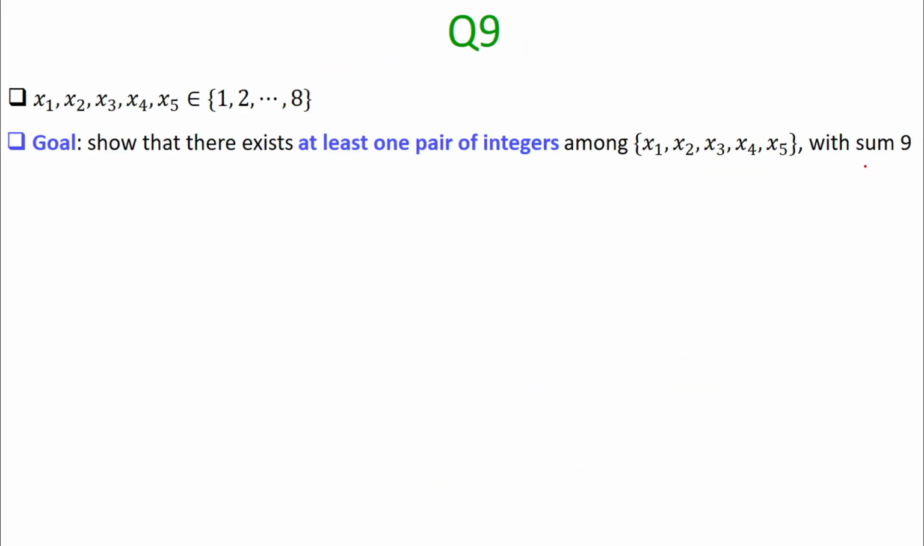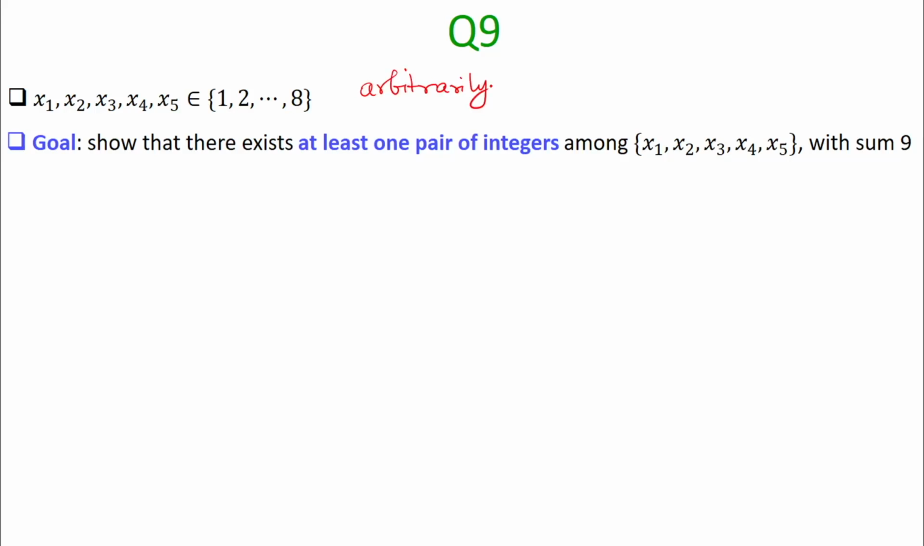Okay, right. So let's go to question number 9. Here you are given the following. You are choosing 5 integers from the set 1 to 8 arbitrarily, right? I say arbitrarily.